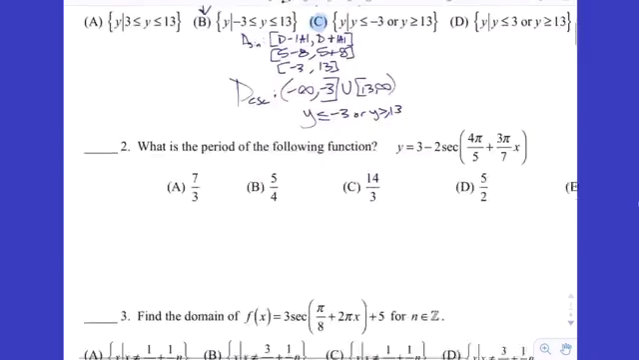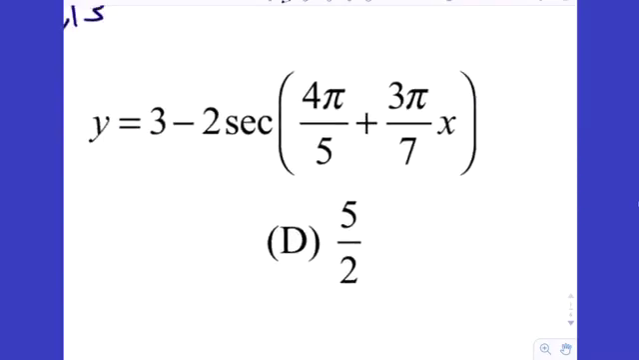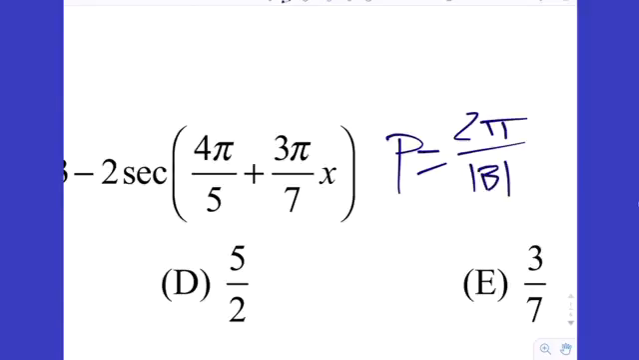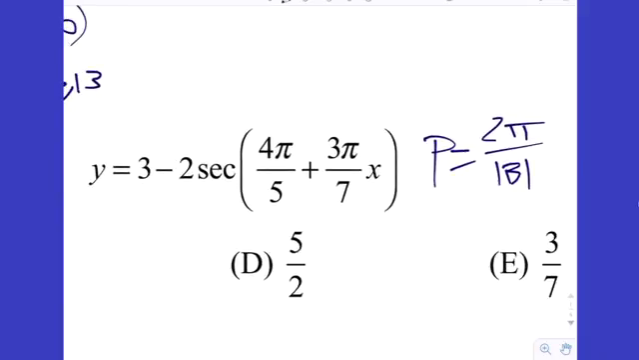All right, letter 2. What is the period of the following function? Period. Okay, that's the length of one cycle. It's a secant function. So I know that secant period is always 2 pi over the absolute value of b, right? Secant, cosecant, sine, cosine, they're all 2 pi over the absolute value of b. Tangent, cotangent, pi over b. Do I need to put it in the standard transformation form to identify b?